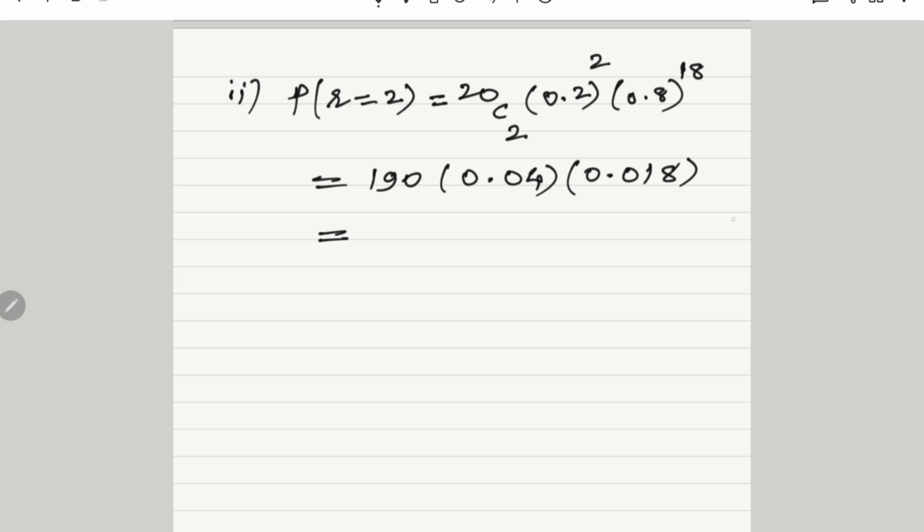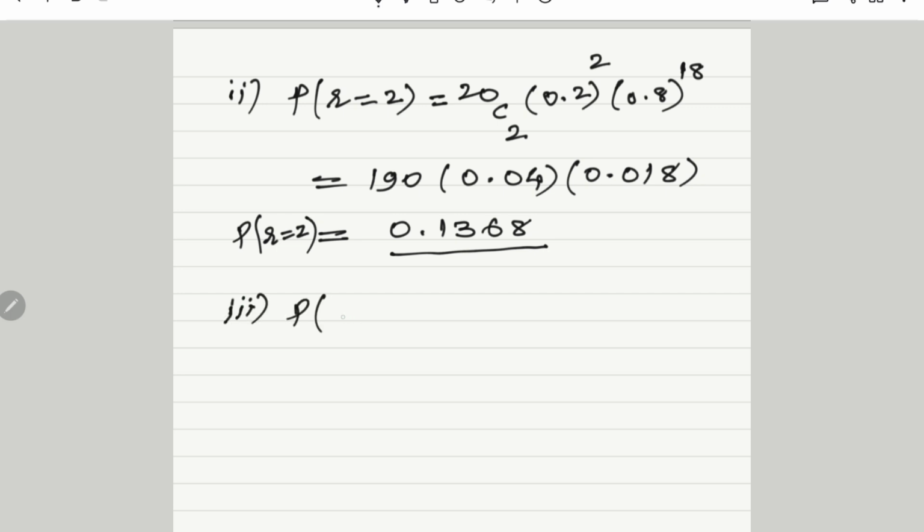And then the product of all these three quantities, 190 multiplied by 0.04 multiplied by 0.018 is 0.1368. This is the required probability for R is equal to 2. Exactly 2 defectives is 0.1368. Answer for the second. And then we go for the third.